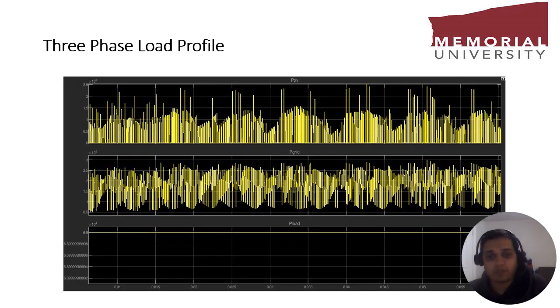Here in this slide you can see the power of the load, the power generated from the photovoltaic cell, and the grid. The power generated from the photovoltaic cell is varying, and the power generated by the grid is also varying, but the power supplied to the load is constant. That means that our PLL loop is working fine.